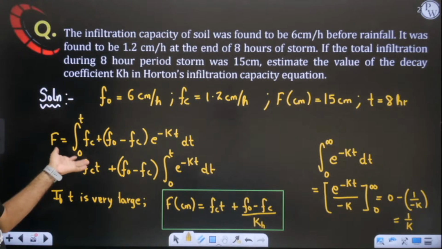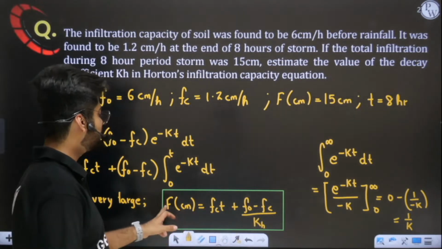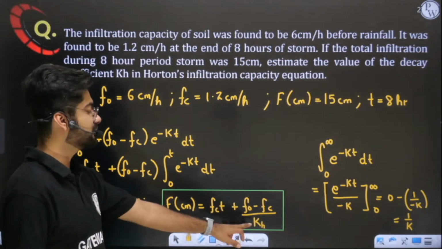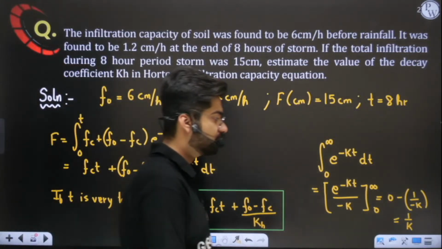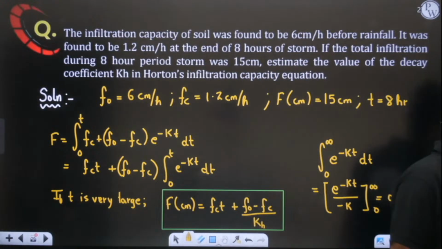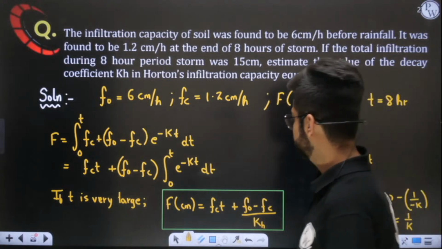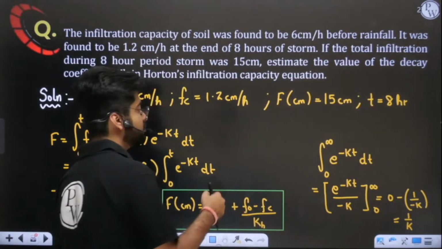So you can integrate it, or you can put this formula. See, in this F is given, fc is given, time duration, f naught, fc, everything is given. From here you can find the k value. Yes or no? From here you can find the value of k. So use this value.